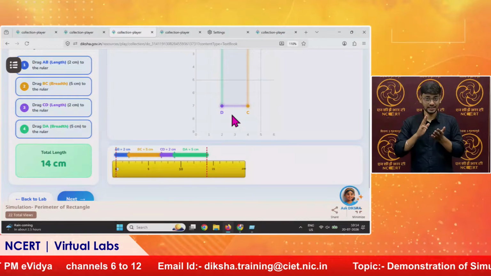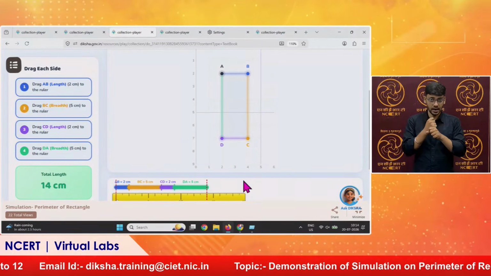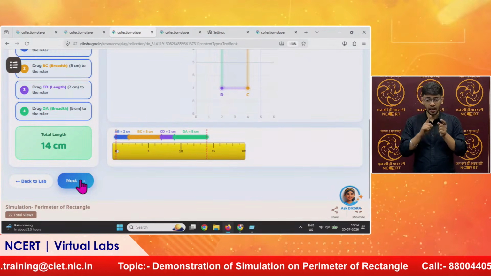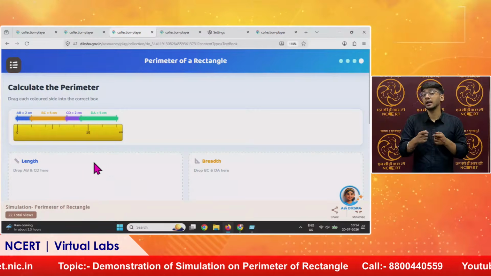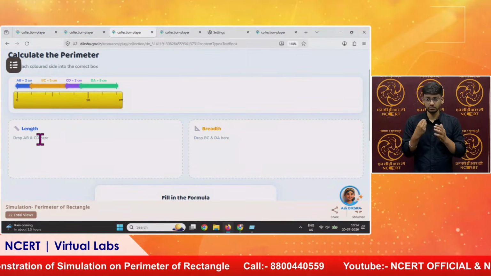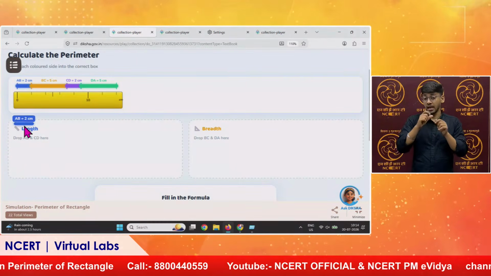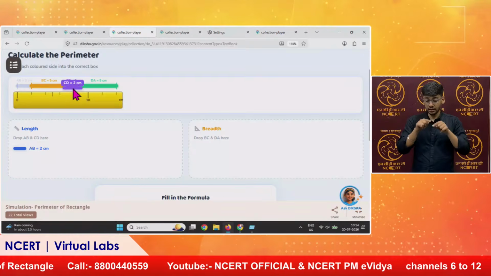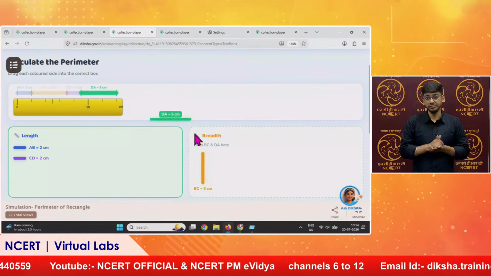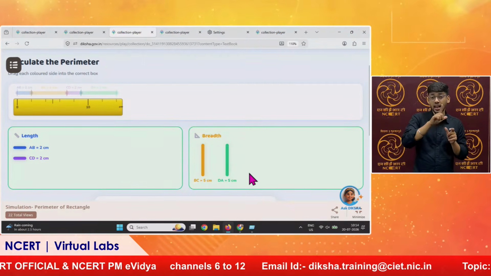Now what we have done, we dragged the boundary to the ruler and we found the length, that is the perimeter. Now what is the next step? We have to click on the next step. What we are going to do, we have to put the sides AB and CD here, and the breadth BC and DA there. Now we can see these are the length part and these are the breadth part.